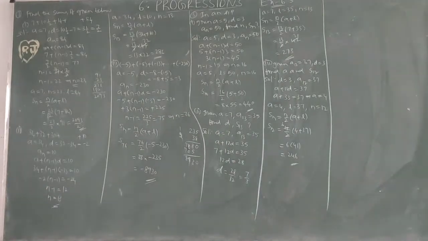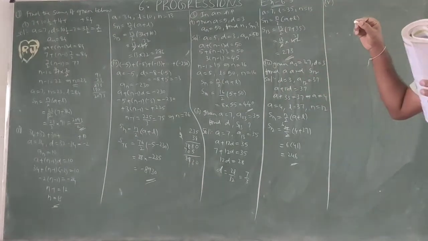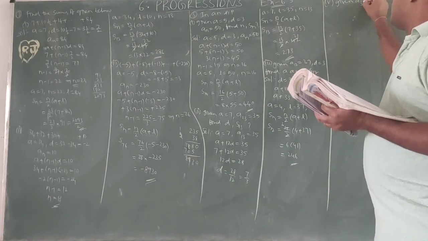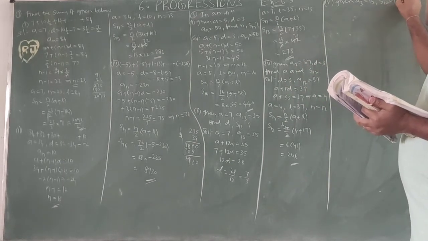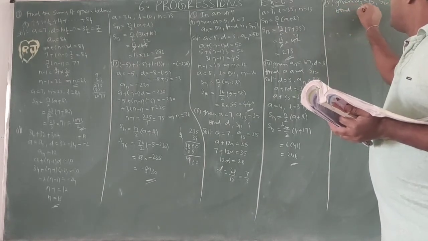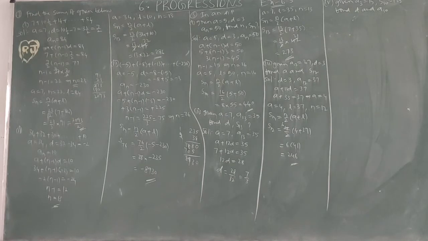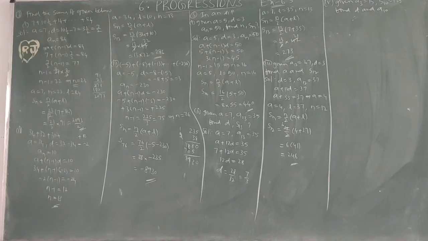Next question. Question number 4. Fourth one is, given A3 equal to 15, S10 equal to 125. Find D and A. We need to calculate D as well as A. So A3 equal to 15, S10 equal to 125. Find D and A. Okay, solution.